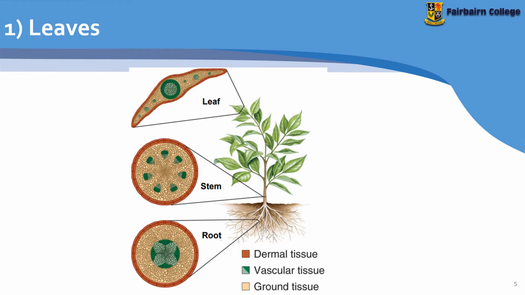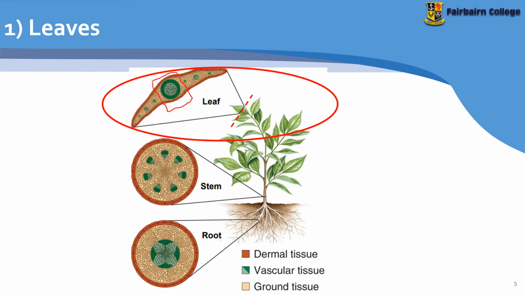Okay, so the first plant organ that we're going to look at is the leaves. So if we have a look at the cross-section of a leaf, then this is what you will see, and we're going to zoom in a bit, and we're going to see what kind of tissue is found in the leaves.